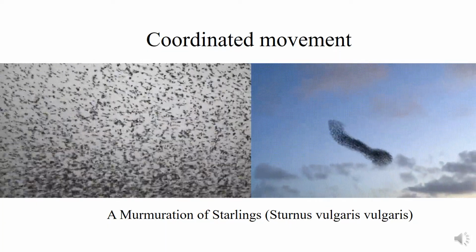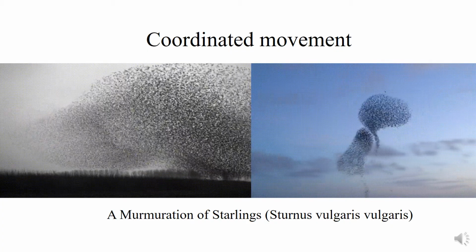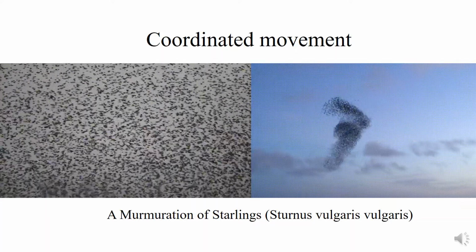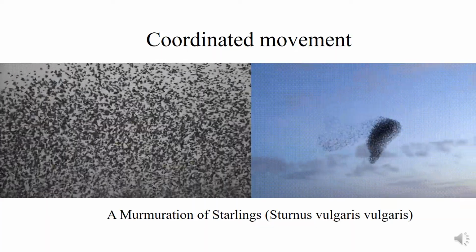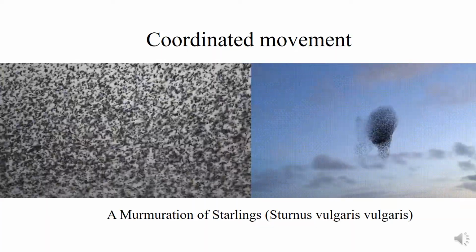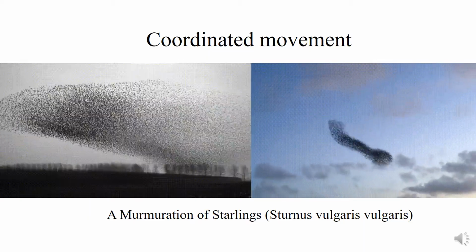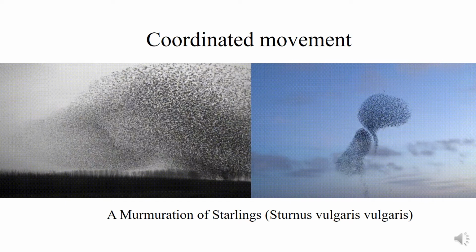They can avoid predators. You've probably seen fish do this as well. A number of insects do these flying swarms like this. And all of this coordination is the product of interactions between the individuals. There's no leader in this flock at all that's telling them where to go.